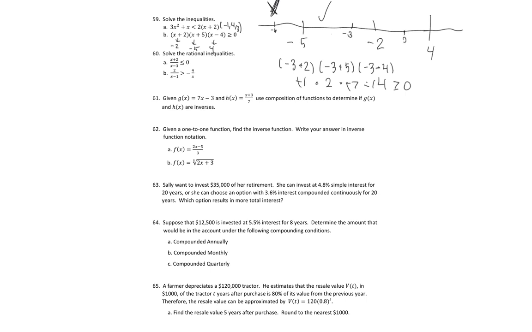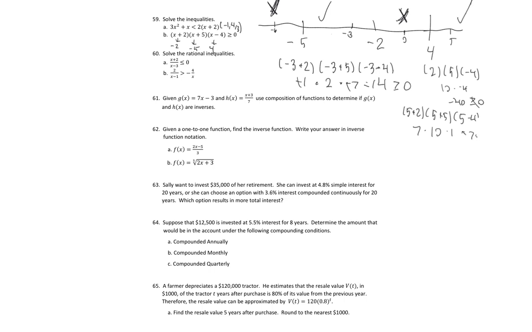Okay, I'll pick another number. I'll pick 0, because that seems pretty easy. When I plug in 0, I just get 2 times 5 times negative 4, which is 10 times negative 4, which is again negative 40, and that's not true. So I'm not going to include that. And pick a number bigger than 4. I'll pick 5. So I'll do 5 plus 2 times 5 plus 5 times 5 minus 4, which is 7 times 10 times 1, and that's going to be 70. And that's greater than 0.